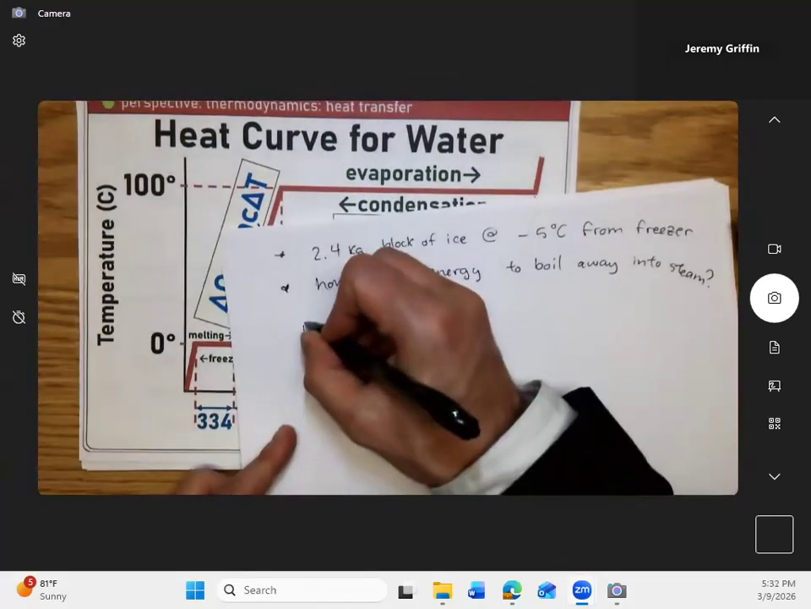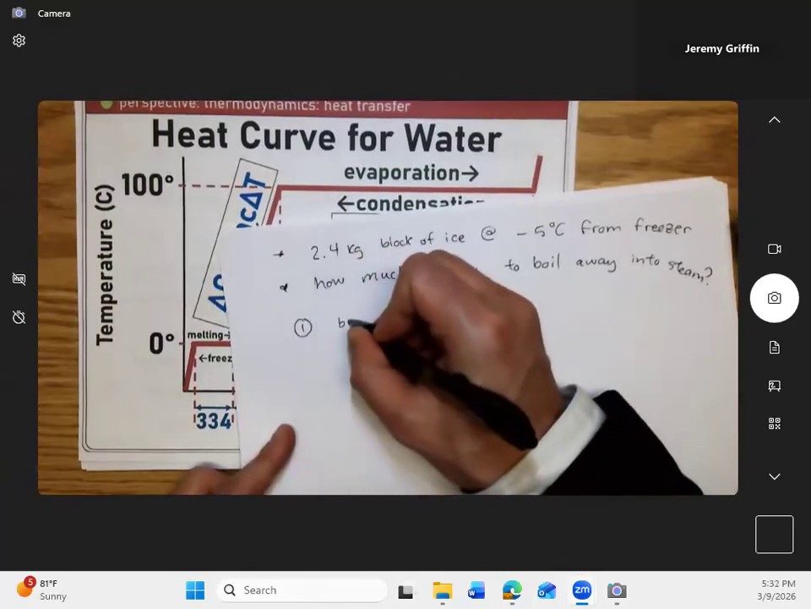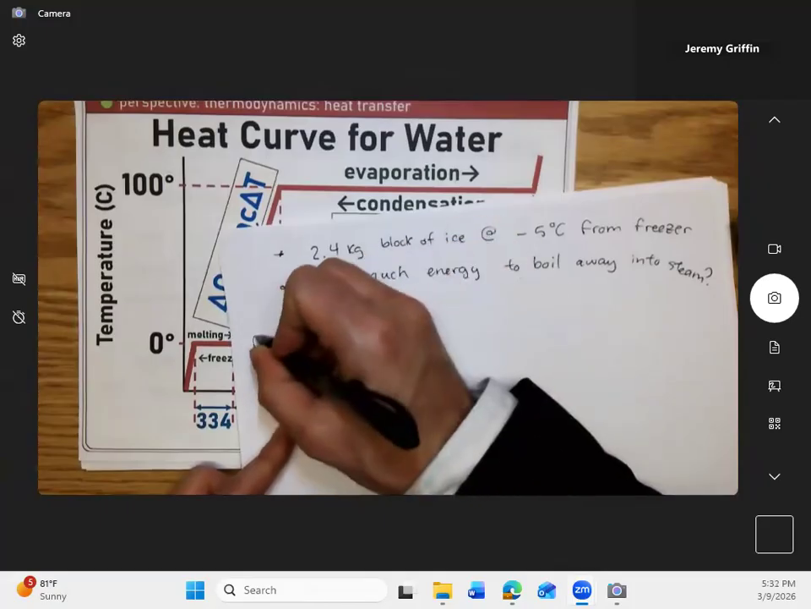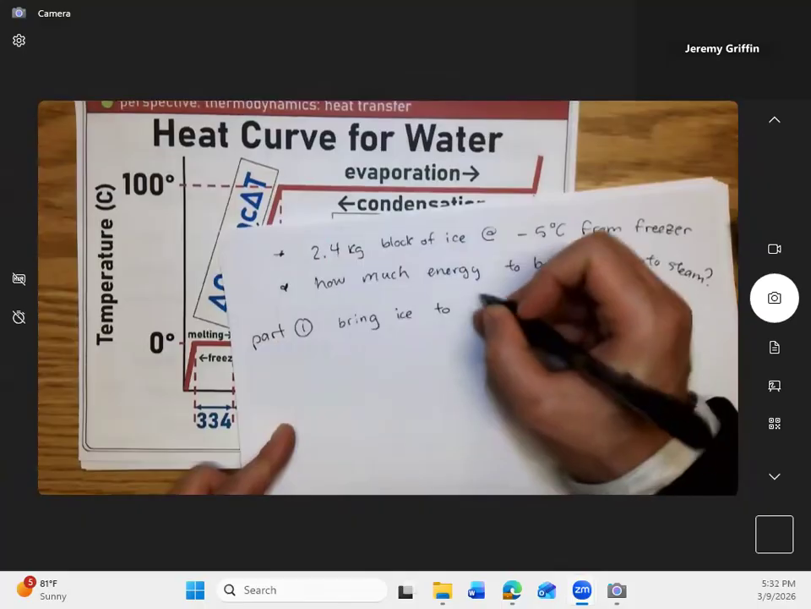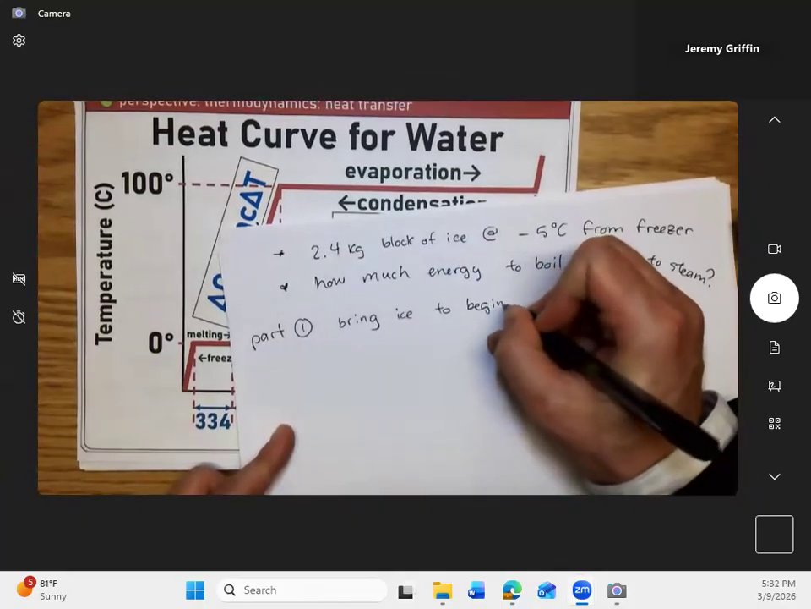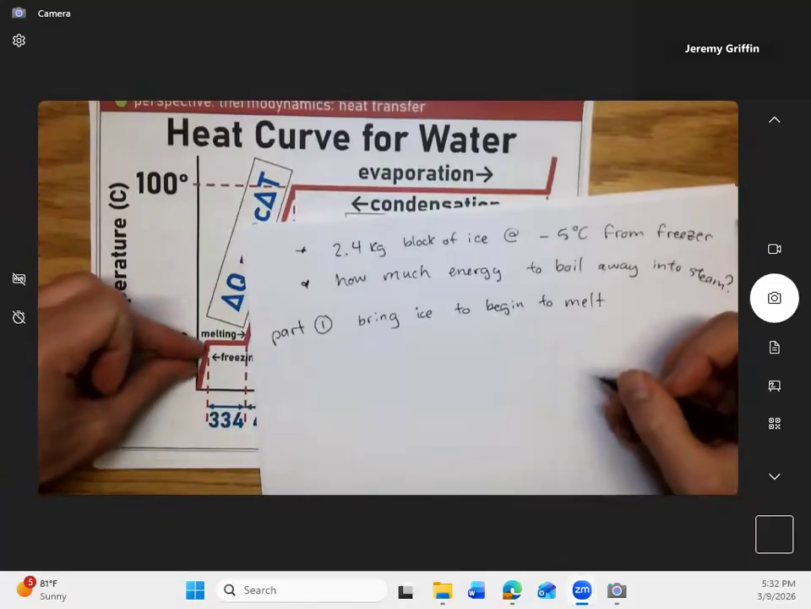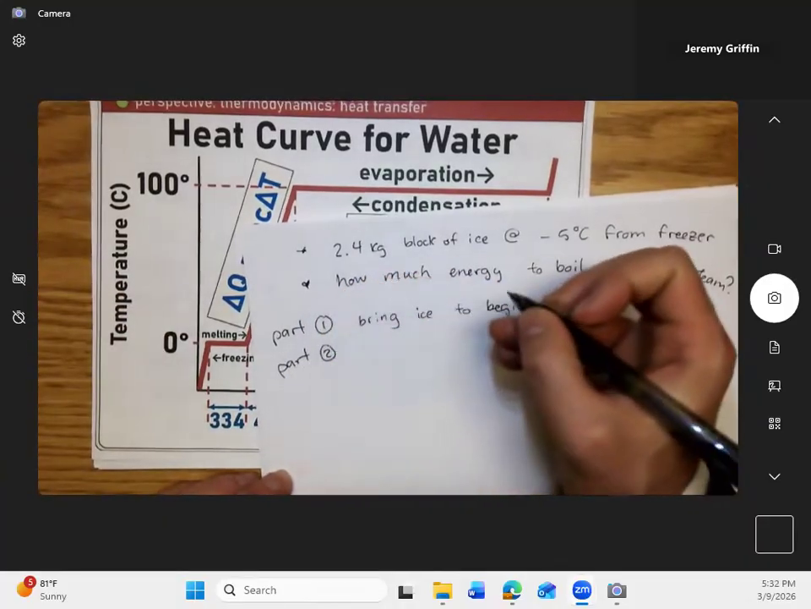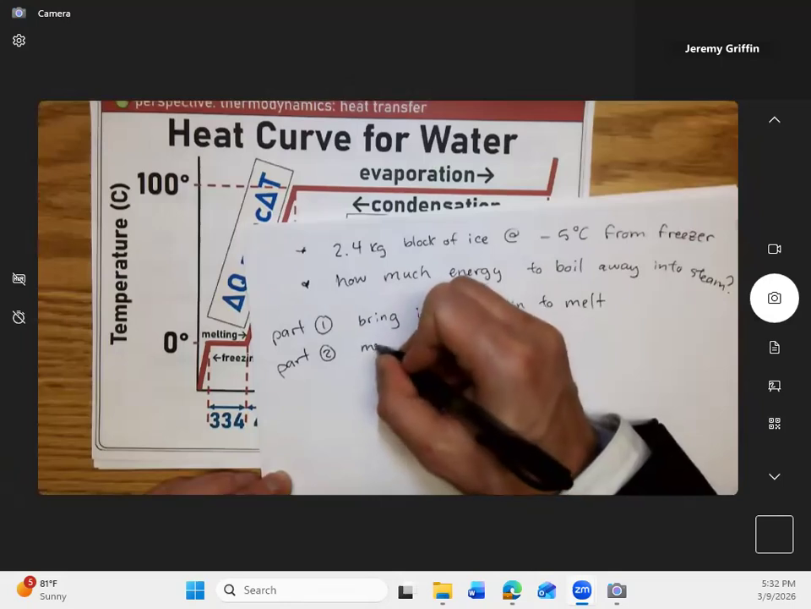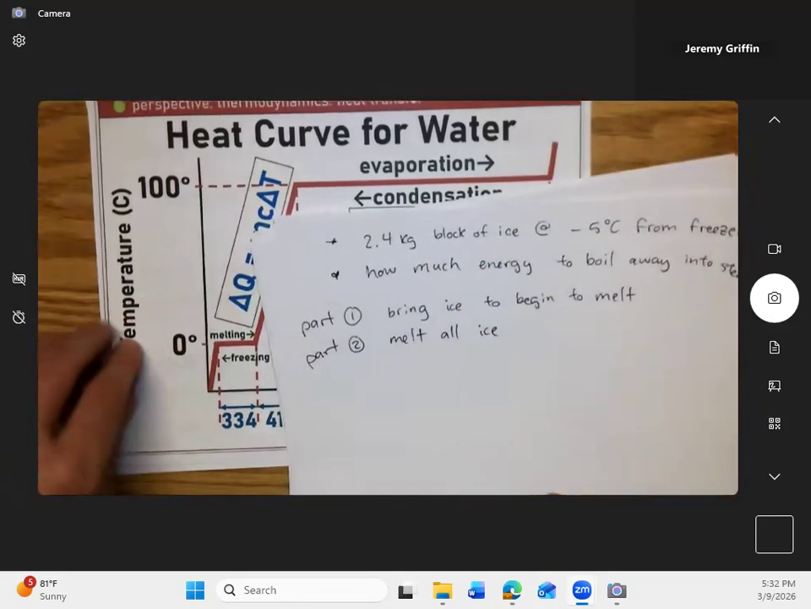And so here, I'll spell that out. So we got the journey. I'll call it part 1: bring ice to begin to melt. Right? That's this part of the journey right here. Part 2 is melt all the ice. Okay? That's going from here to here.